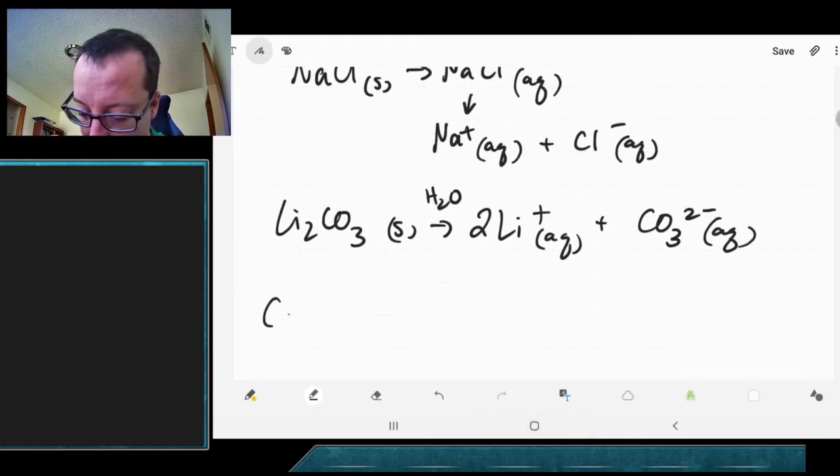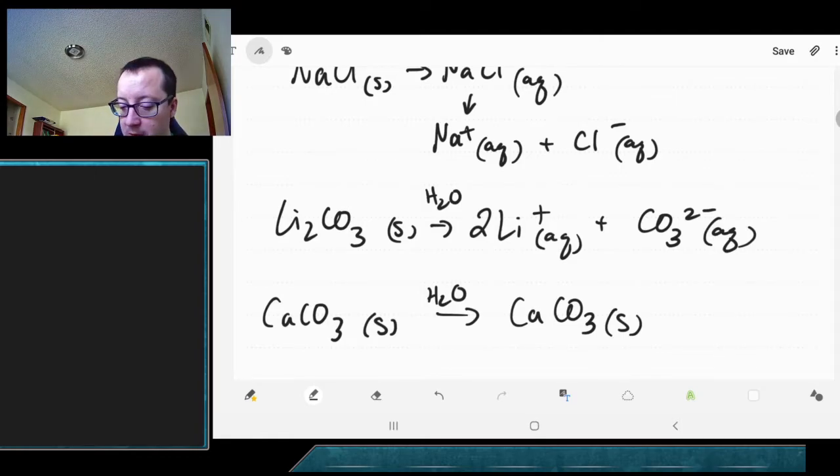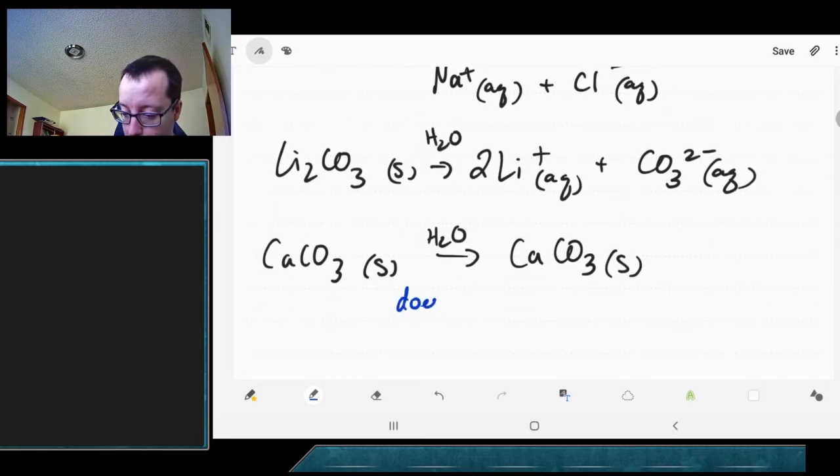However, if we look at something like calcium carbonate, if we try and put that in water, we just get nothing changing. And so this one does not conduct electricity. And so we saw that calcium carbonate is chalk. We know chalk does not dissolve in water. So it ends up not producing ions in solution, and so we do not see any conductivity taking place.